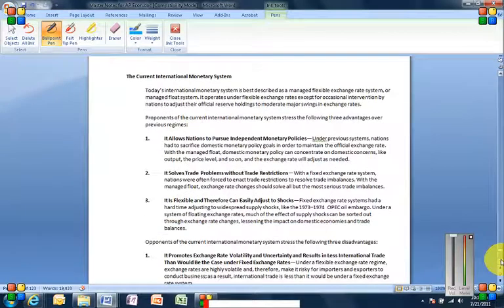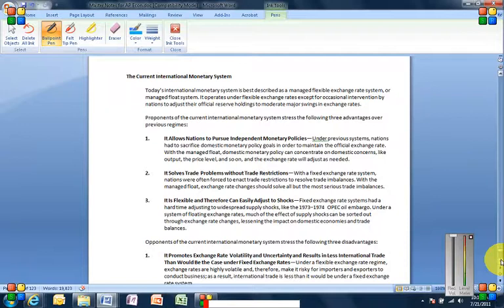And this really isn't much of a focus on the AP exam, but sometimes I get questions about this, the international monetary system. So I put some notes here for you in case you're interested. Sometimes people have debates that they have to get into in other classes regarding the international monetary system. The one that we have across the globe today is best described as a managed flexible exchange rate system. It operates under flexible exchange rates for the most part, except for occasional intervention by countries or international financial organizations.